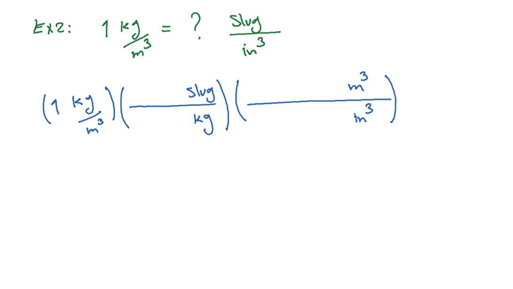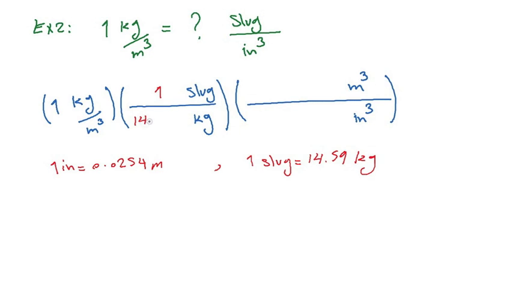Okay. We know that 1 inch is equal to 0.0254 meters, and also 1 slug is equal to 14.59 kilogram. So we just simply substitute these amounts. Okay, 1 slug is equal to 14.59 kilograms, and 1 inch is equal to 0.0254 meters. But these numbers go to the power of 3 because of these.